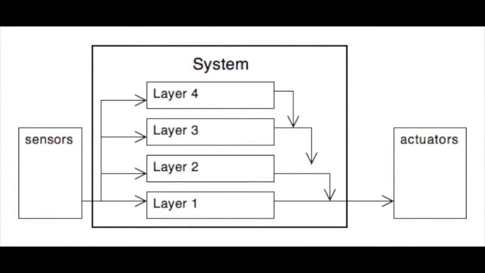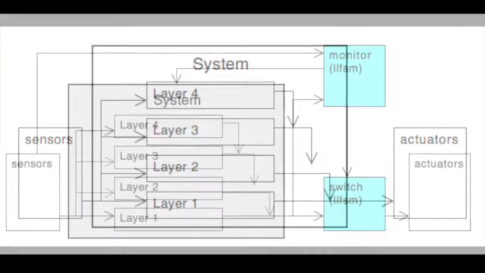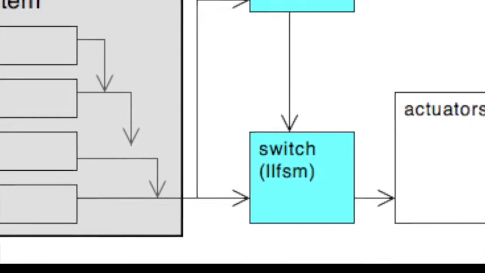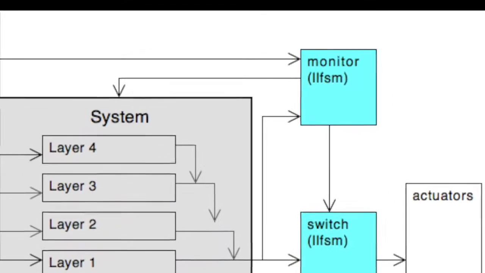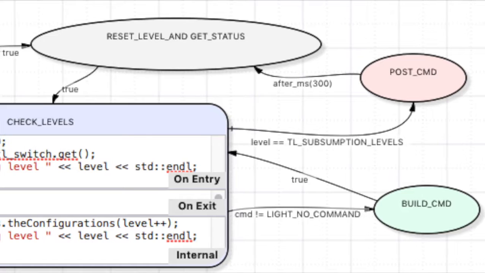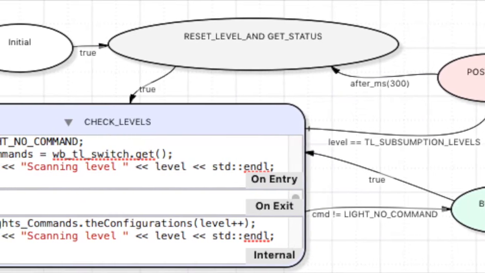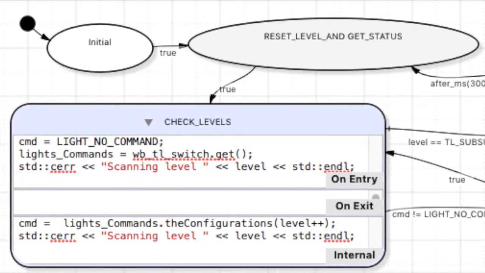How do we incorporate runtime verification? We add a subsumption switch, and safety properties can be verified by a monitor. The switch is a subsumption switch but also implemented as a logic-labeled finite state machine.